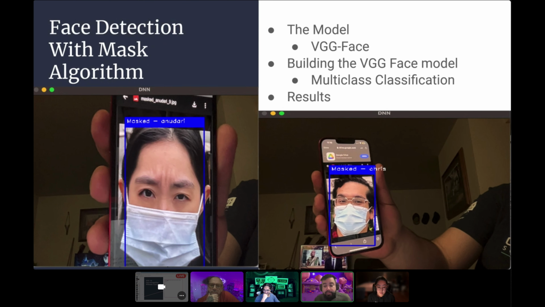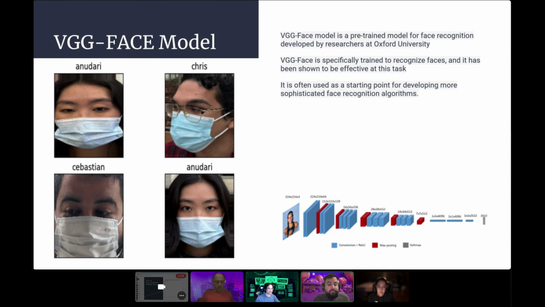Hey everyone, my name's Cebastien, and I did the model with the face detection with mask algorithm. Since there wasn't a long enough time period given for the project, I decided to go with a built model instead of making my own model. And I decided to use VGG Face. VGG Face is a multi-classifier algorithm, so it gets a lot harder than what Anudari did, which is basically a binary classification.